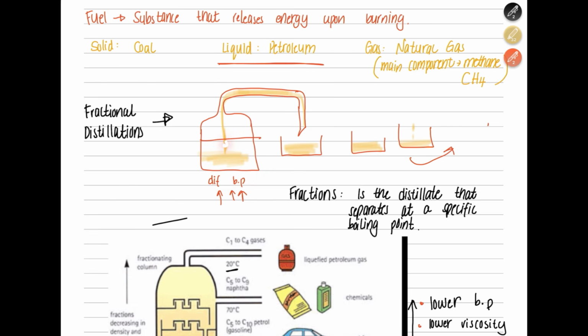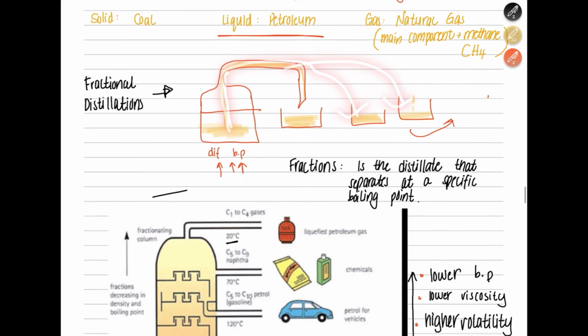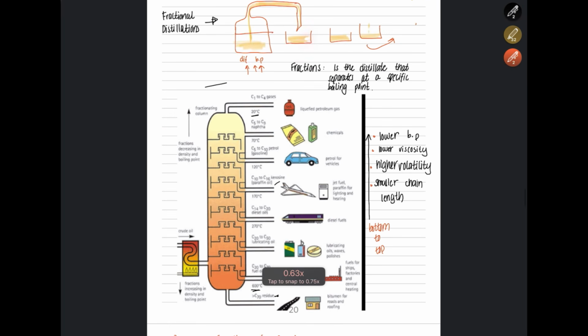When the boiling point is reached, it evaporates, and then here it's cooled down and comes as a liquid again. Then the temperature is raised. The second liquid that reaches the boiling point is going to evaporate, cool down, and then you will get the second liquid, and third liquid and so on. So what you're getting are basically fractions. It's the distillate that separates at a specific boiling point.